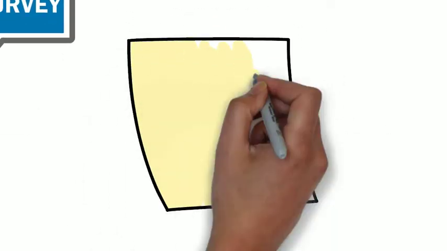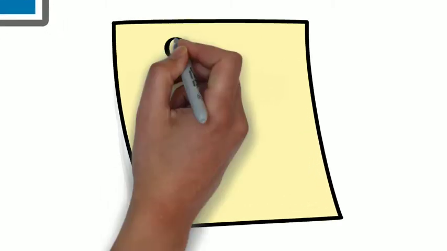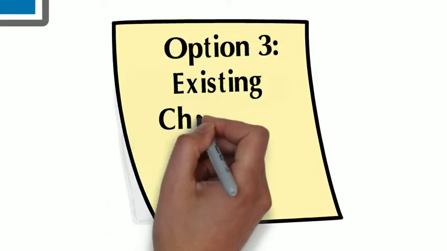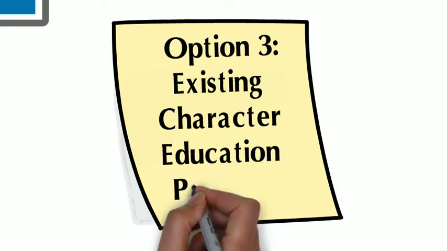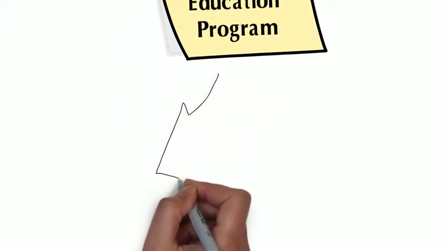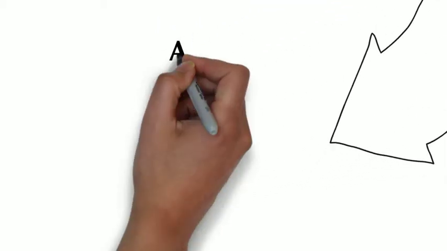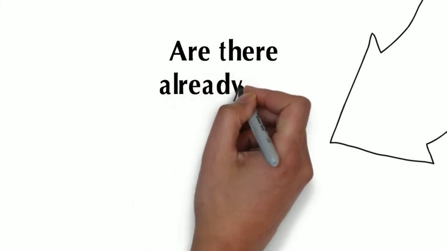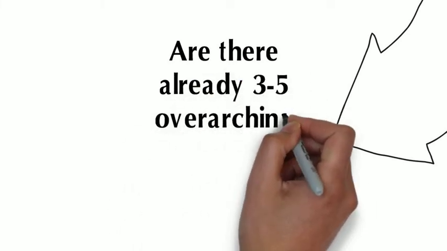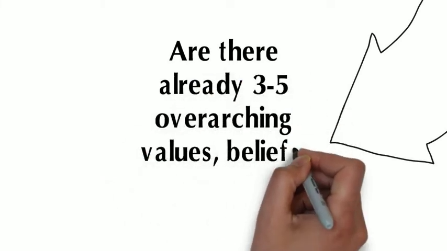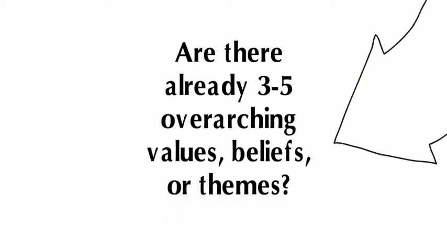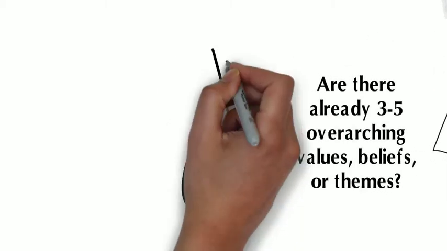The third option for developing school-wide behavioral expectations is to build off of an existing character education program. If your school already has a character education program, this can be a good starting point. The first step would be to review the existing program to determine if there are already 3 to 5 overarching values, themes, or beliefs that can be the basis for your school's behavioral expectations.